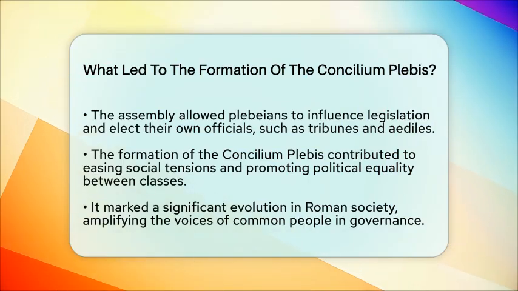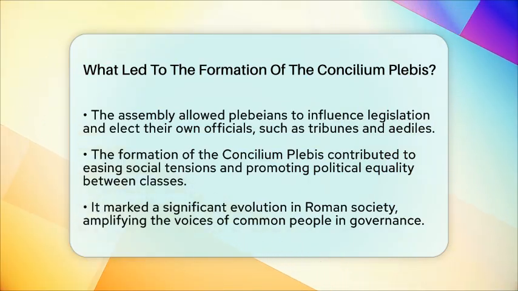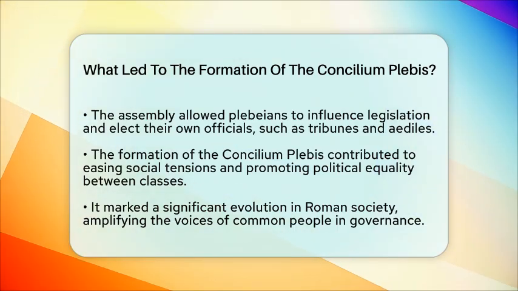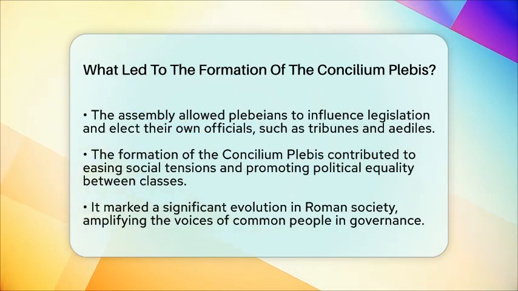In practical terms, the Concilium Plebis played an essential role in the governance of ancient Rome. It provided a platform for the plebeians to influence legislation and elect their own officials, such as tribunes and aediles. This development helped to ease social tensions and led to greater political equality between the plebeians and patricians.